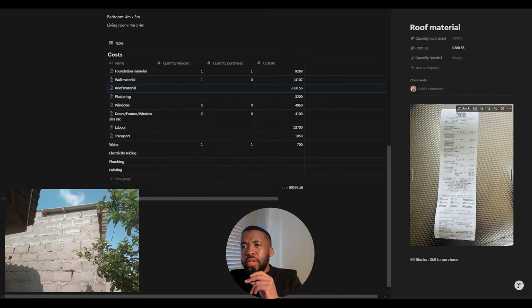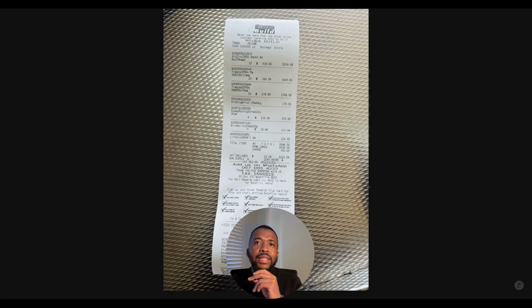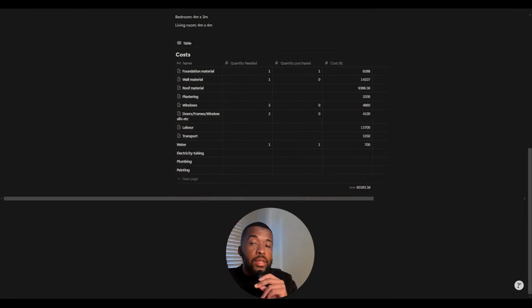So I did use corrugated iron. They call it zinc aluminum here. You can just take a look at what I got here. I can't remember half of the things that I got here because I was basing it on what the guy who was building required of me to buy. So, but yeah, that's what I got.